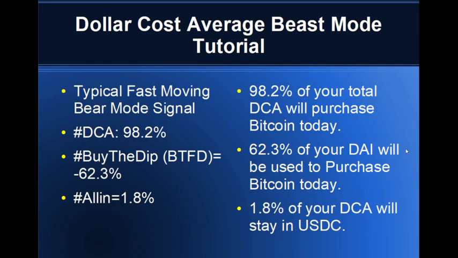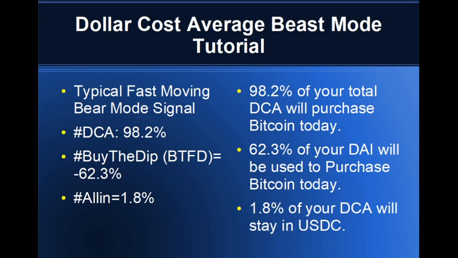So, the typical fast-moving bear mode signal. Your DCA is 98.2%. Your buy the dip is negative 62.3%. That's very important. That negative is very important. We're going to get to that in a minute. And the all-in signal is 1.8%. Okay, so what do these numbers mean? For the DCA, 98.2% of your total purchase will be for Bitcoin. So if your DCA was $100, your purchase would be $98.20 of Bitcoin that you would buy today.